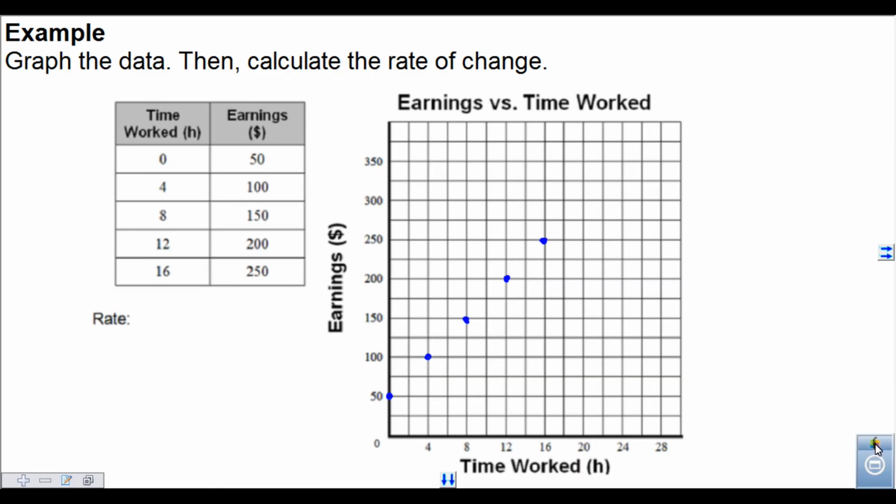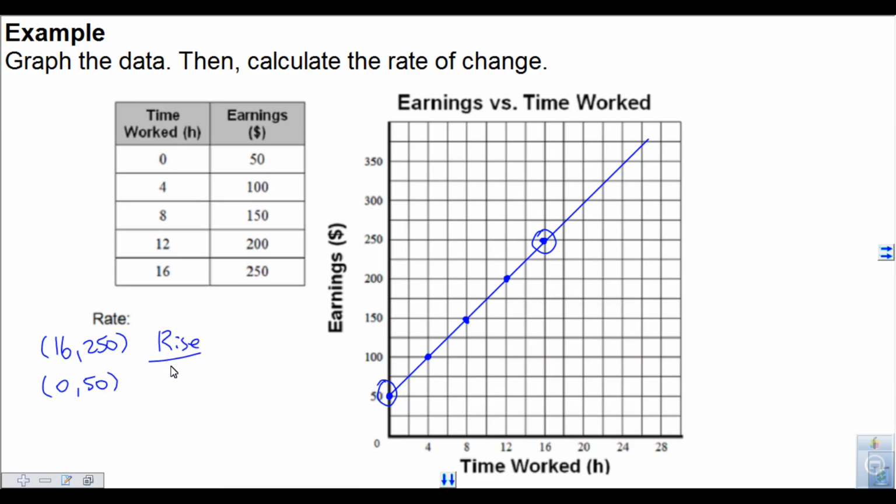All right, as you can see here, this creates a straight line, so we're going to just connect them. And we can calculate the rate of change. So let's pick any 2 points. Let's pick the first point and the last point. So the last point here, we can say that's 16, 250, and then we've got 0, 50 for the first point here.